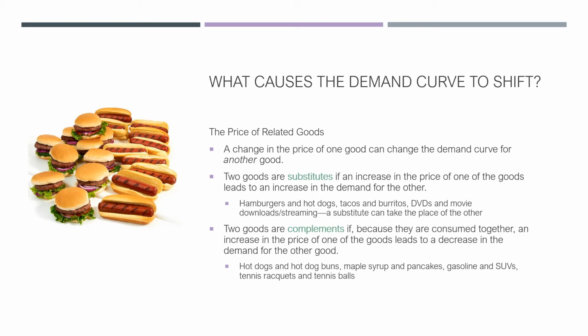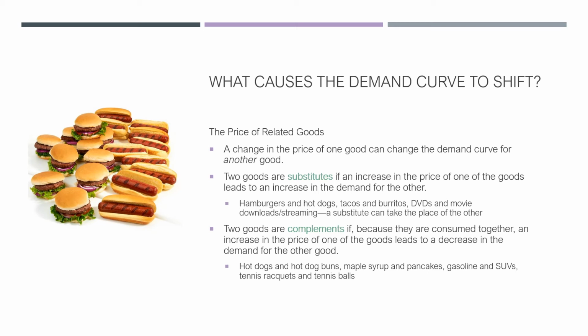When two goods are substitutes, an increase in the price of one leads to an increase in demand for the other. The opposite is true as well. A decrease in the price of a substitute encourages some customers to switch to that good, which decreases demand for the other. DVDs are a substitute for movie downloads. Tea is a substitute for coffee. And Burger King burgers are a substitute for McDonald's burgers.